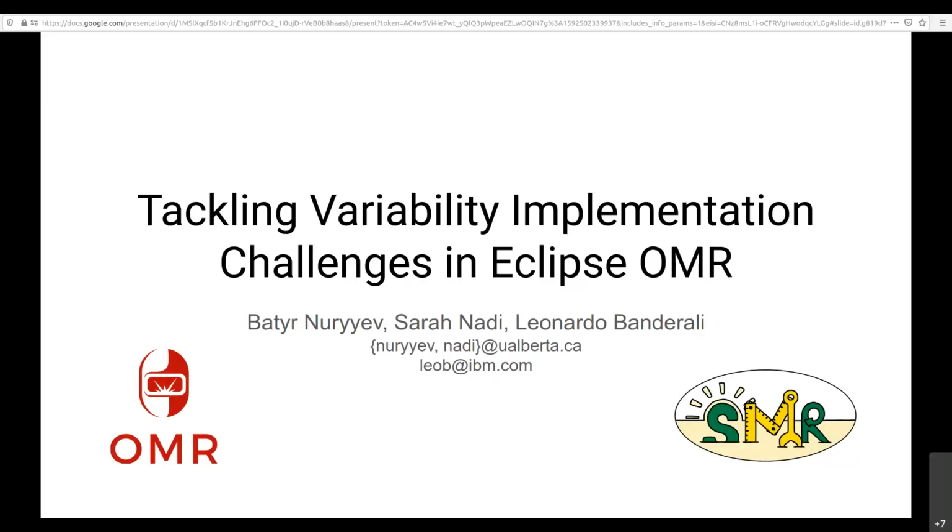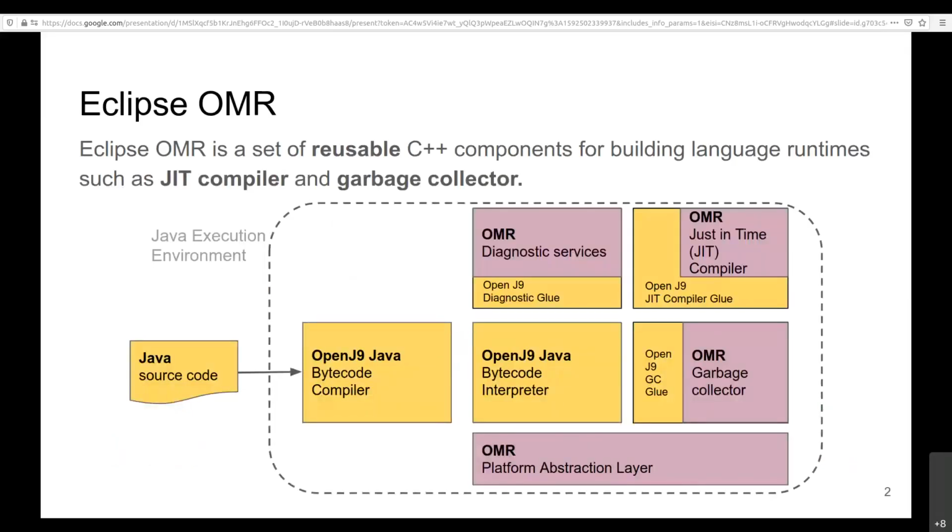Hi, everyone. My name is Batir, and I'm a master's student at the University of Alberta Summer Lab. Today, we are going to present our collaboration work on the variability implementation challenges in Eclipse OMR. As you know, Eclipse OMR is a set of reusable C++ components for building language runtimes. It has components such as a JIT compiler and garbage collector. For example, we could build our own virtual machine for Python or Java or our own programming language.